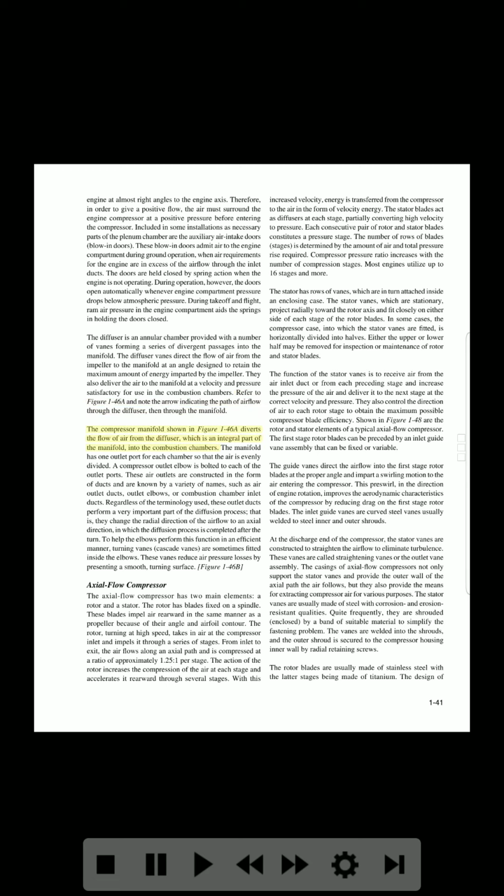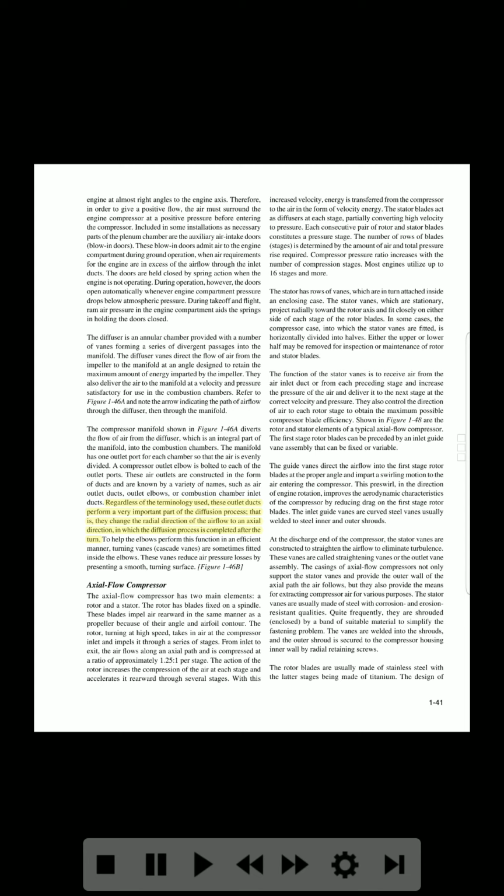The compressor manifold shown in Figure 1-46A diverts the flow of air from the diffuser, which is an integral part of the manifold, into the combustion chambers. The manifold has one outlet port for each chamber so that the air is evenly divided. A compressor outlet elbow is bolted to each of the outlet ports. These air outlets are constructed in the form of ducts, and are known by a variety of names, such as air outlet ducts, outlet elbows, or combustion chamber inlet ducts, regardless of the terminology used.